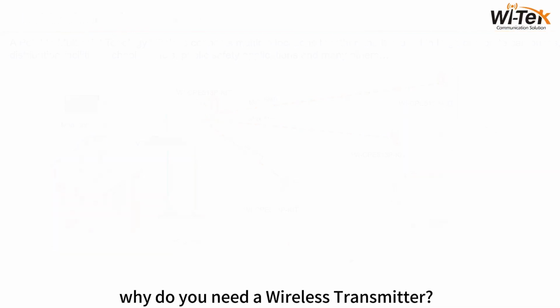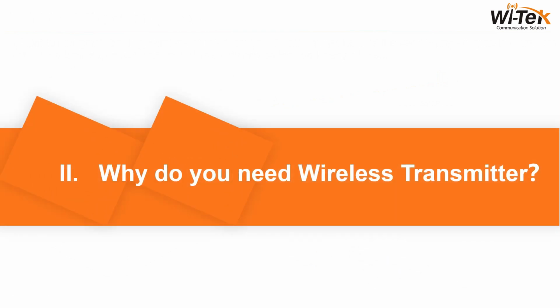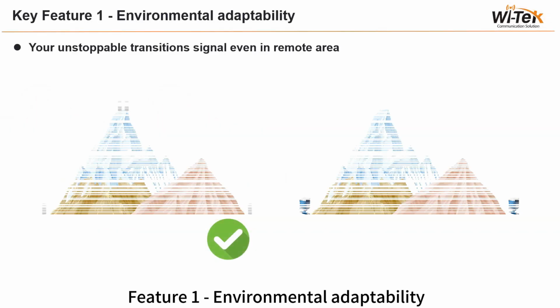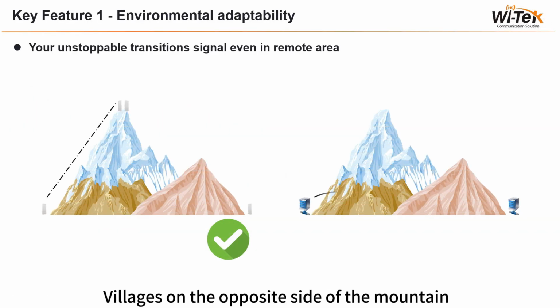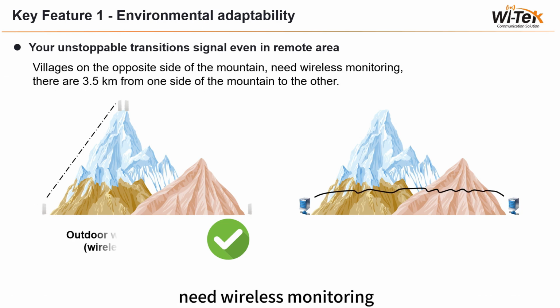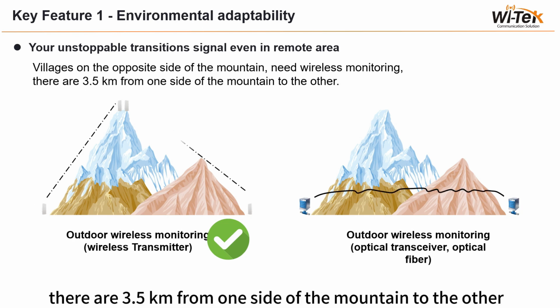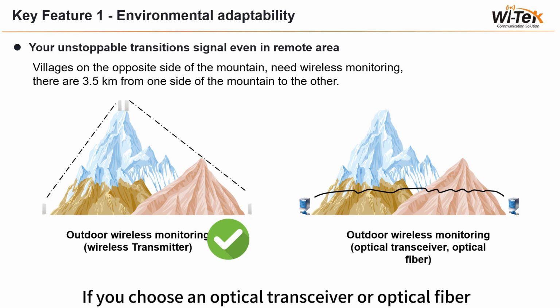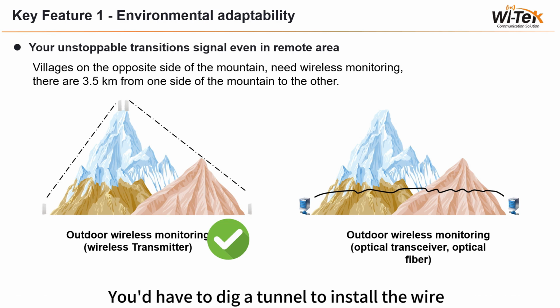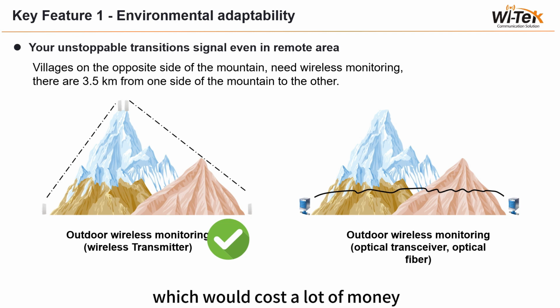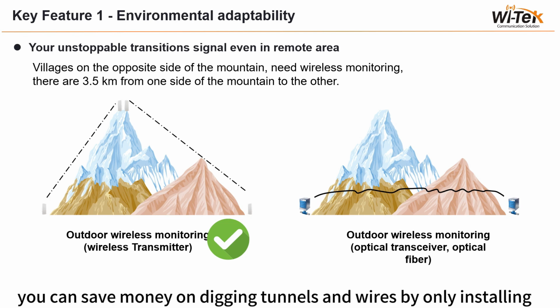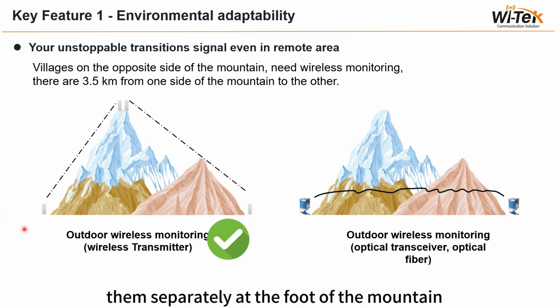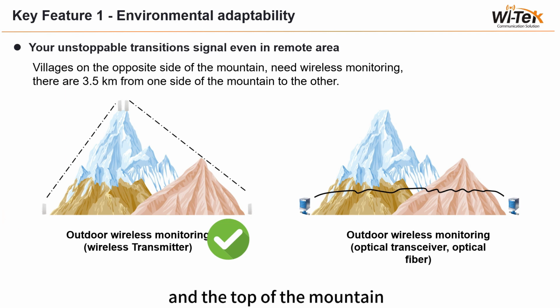The second part, why do you need a wireless transmitter? There are 5 features of it. Feature 1, environmental adaptability. Villages on the opposite side of the mountain need wireless monitoring. There are 3.5 kilometers from one side of the mountain to the other. If you choose an optical transceiver or optical fiber, you'd have to dig a tunnel to install the wire, which would cost a lot of money. If you use our CPE, you can save money on digging tunnels and wires by only installing them separately at the foot of the mountain and the top of the mountain.